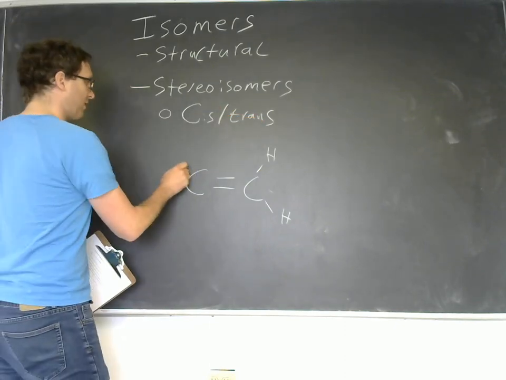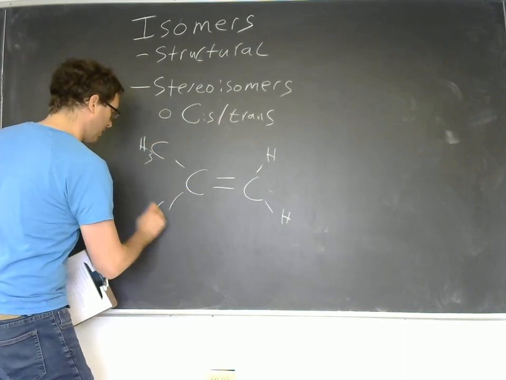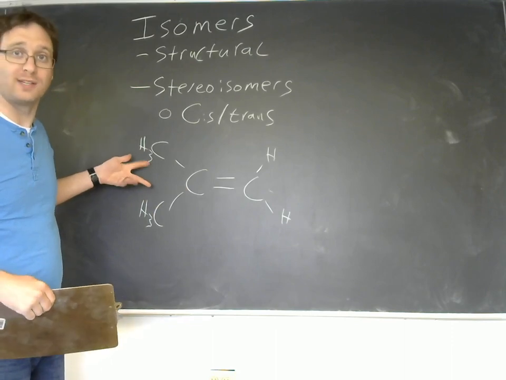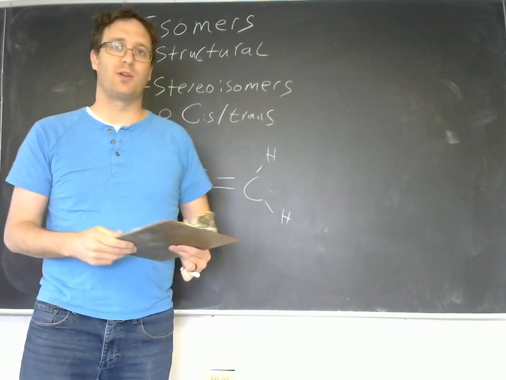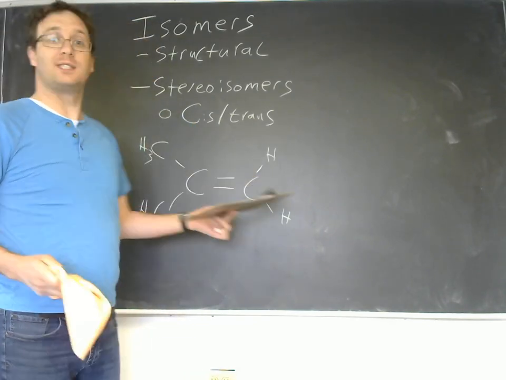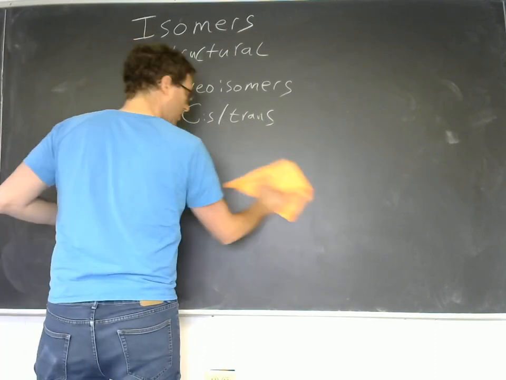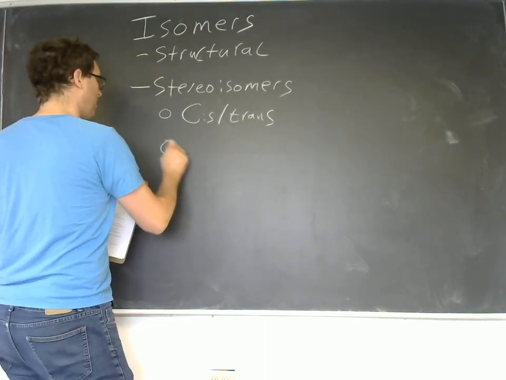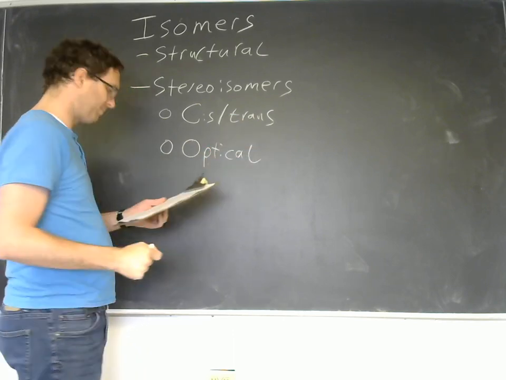And it doesn't just have to be hydrogens. If you had CH3 and CH3, then also those are identical, and so rotating around the double bond will not change anything about the molecule, and so it won't produce a new isomer. So that is cis-trans isomerization. Okay, and then lastly we have optical isomers.